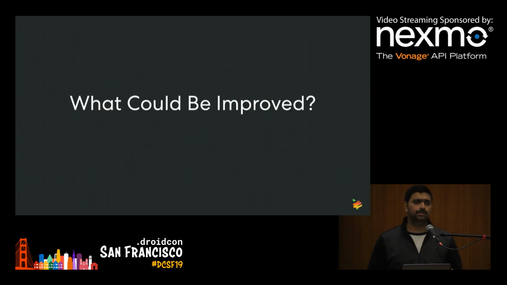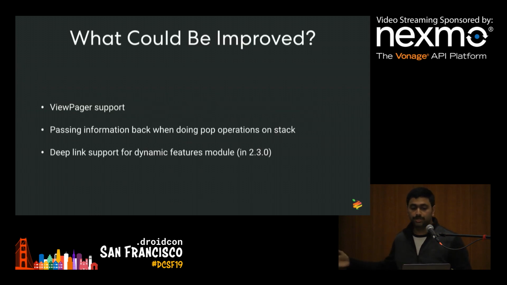So what could be improved? I mean, we have seen a lot of improvement in 2.0 and above. So what could be improved? ViewPager support is one of the things that came to my mind. It really isn't navigation, it's just swipeable views. I understand that, but I thought it'd be cool if there could be a way where I can see my ViewPagers in the navigation graph as well.